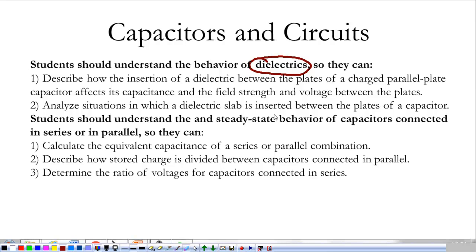Then we're going to put capacitors in series and in parallel, something that should be familiar to us from last year when we discussed circuits in general, and look at how the charge on those and the voltage across the capacitors is affected when we put them in that way. And then we're going to look at a complicated dielectric situation.